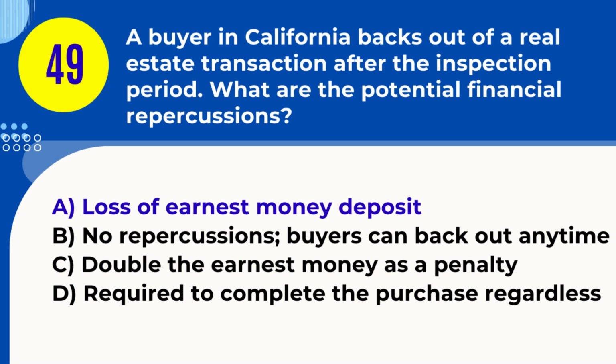Answer. A. Loss of earnest money deposit. Explanation. If a buyer in California backs out of a real estate transaction after the inspection period without a valid contingency, they may lose their earnest money deposit as a financial repercussion.